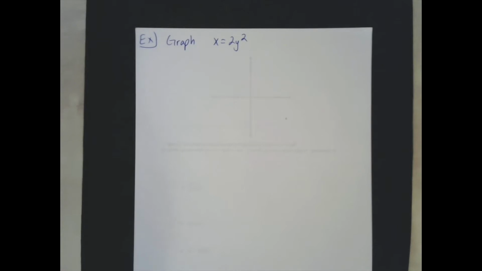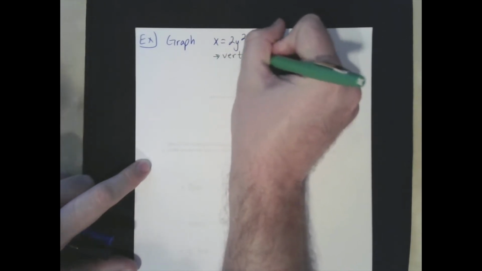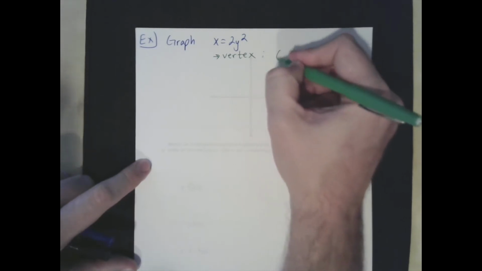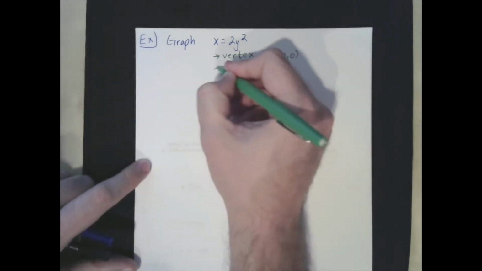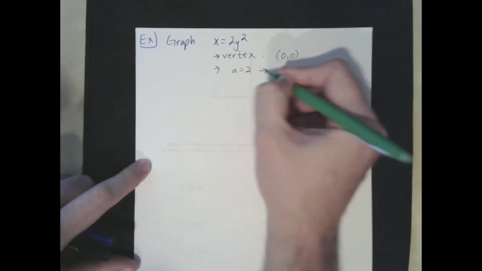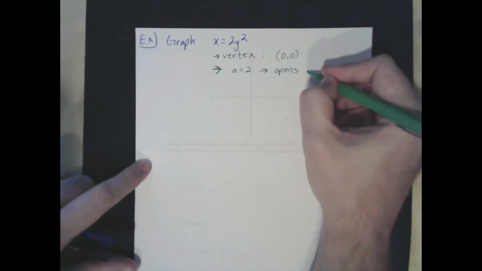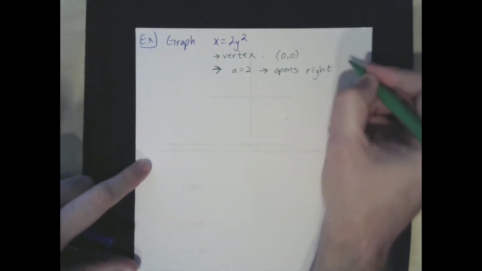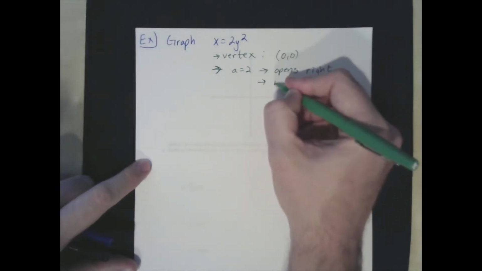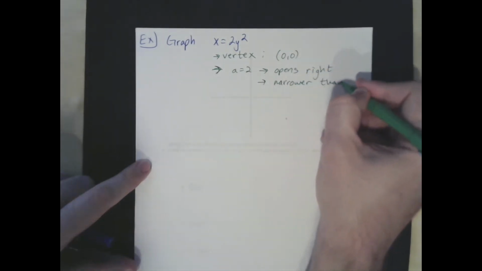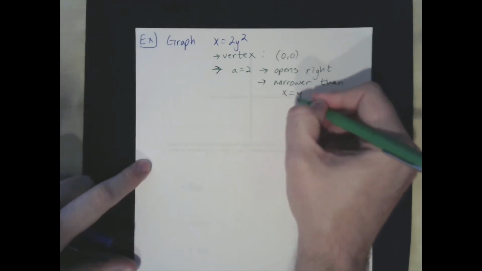So as we said, the letters, the variables, the h and k's, still the same. So our vertex, there's no h and k's in this, no pluses, no minuses inside or outside. So the vertex is going to be 0, 0. Our a equals 2, which tells us that we are opening to the right because it's positive. And since it's 2, it's going to be narrower than x equals y squared.